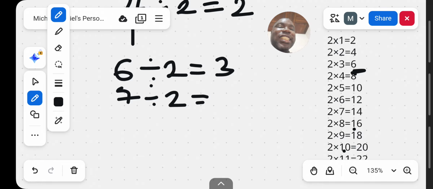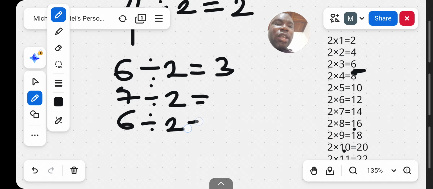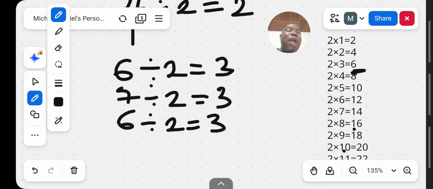We say, what is 6 divided by 2? Now, 6 divided by 2 is 3. If 6 divided by 2 is 3, that means 7 divided by 2 will also be 3. But now we need the remainder, because for 6, there's no 7 in the multiplication table. There will be a remainder. How do you get the remainder? You subtract. 7 minus 6 is 1. So 7 divided by 2 is 3, remainder 1.